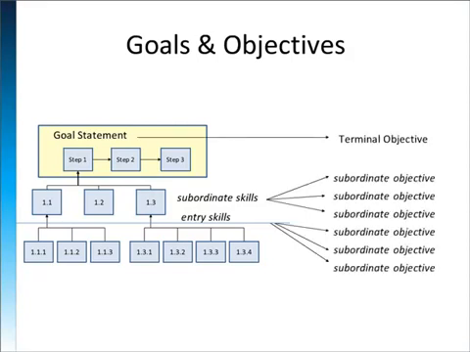You may even write what is known as a terminal objective. A terminal objective describes exactly what the student will be able to do when he or she completes a unit of instruction. But more importantly, you will need to write out a whole series of subordinate objectives based on your subskills and entry skills. That is, you take each of those blue boxes, the subskills, or entry skills even, and write an objective. It's that simple.